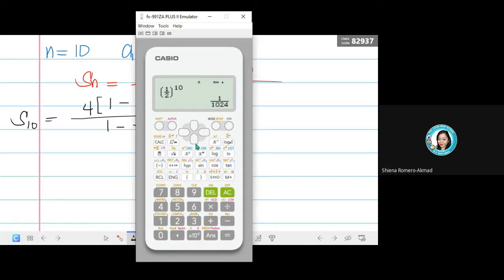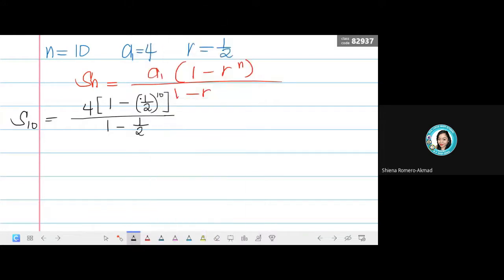Hingi ng tao dito. 1 over 1,024. So, this is 4 times 1 minus 1 over 1,024 divided by, what is 1 minus 1 half? Of course, that's 1 half.